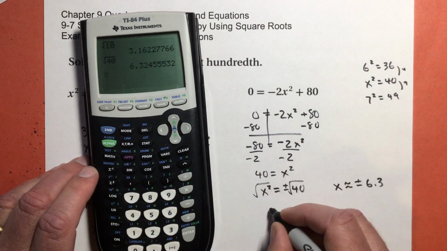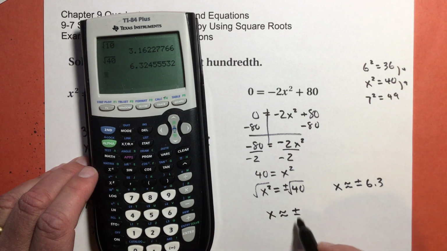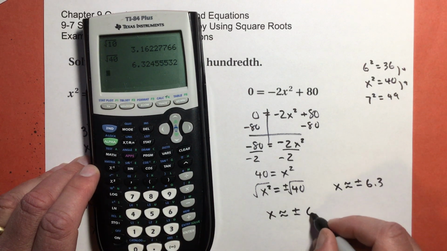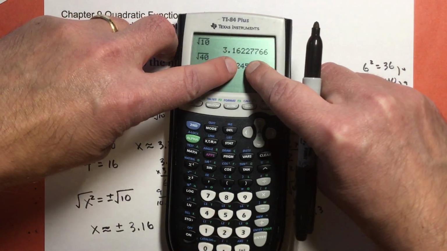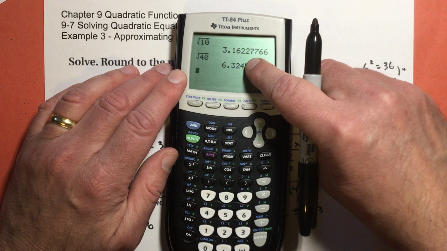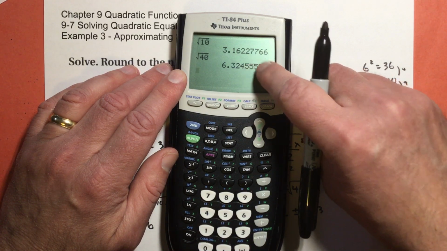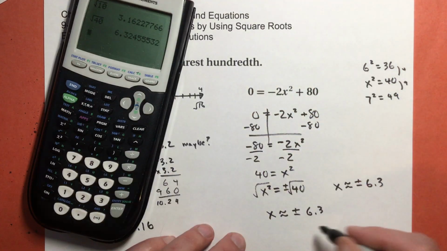But I want to go to 2 decimal places, so I say x is approximately equal to, I get 2 of them, one's positive, one's negative, 6.3, and the 4, can you see it, the 4? That's almost in the middle, it really is. But it actually means that this number is closer to 6.32 than it is to 6.33. So I'm going to say 6.32.